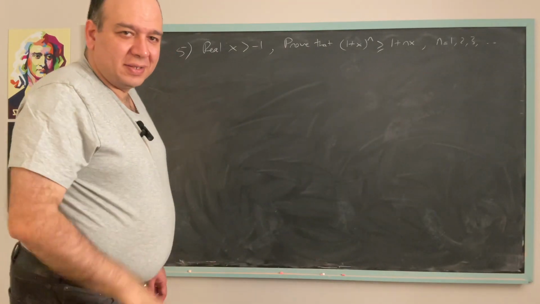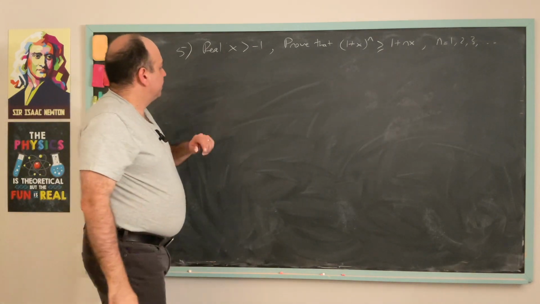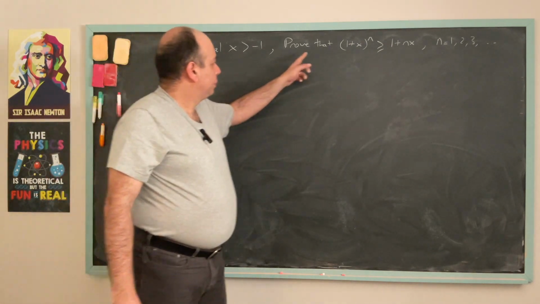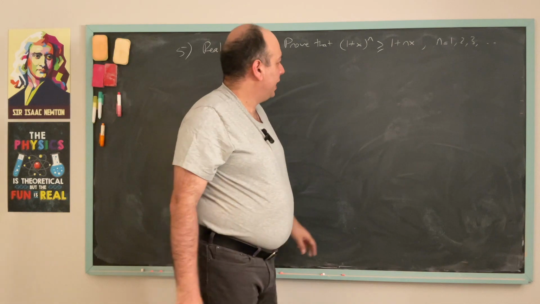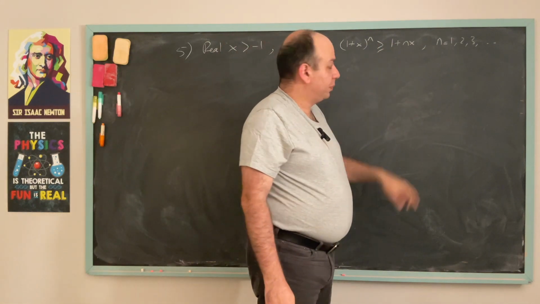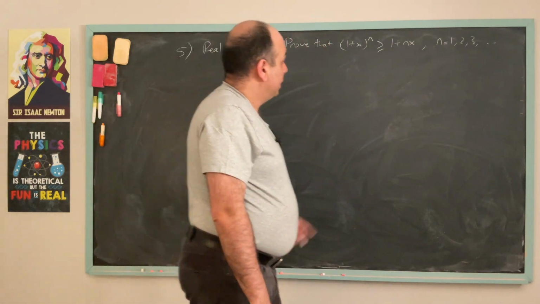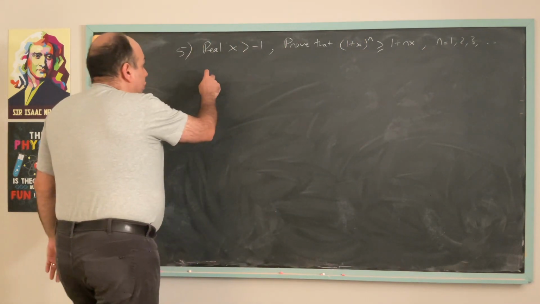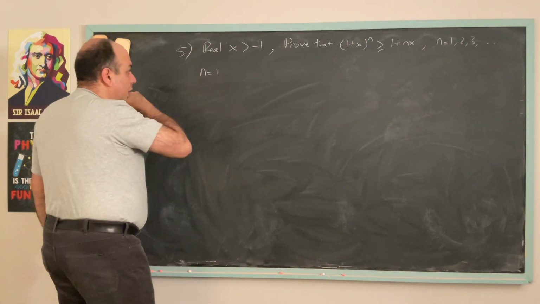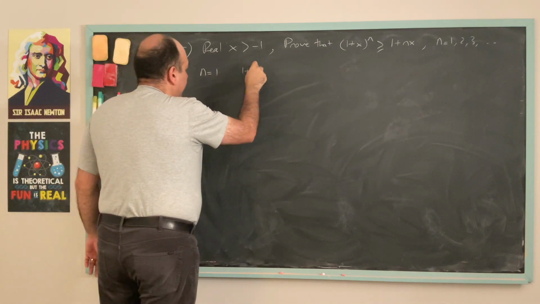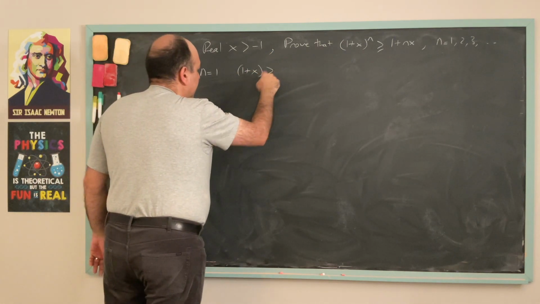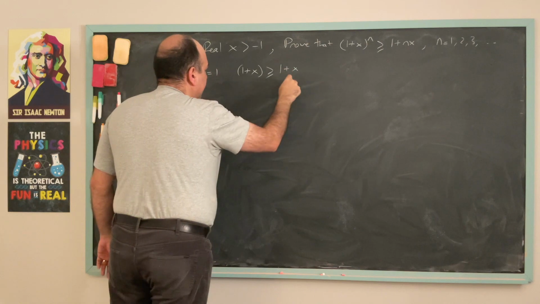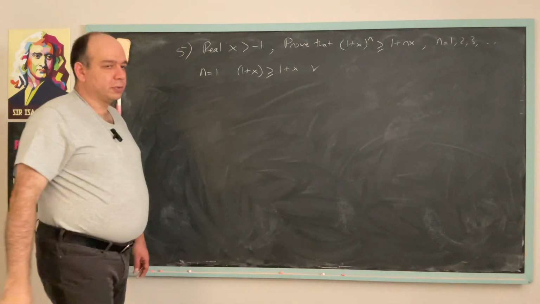Here comes the next question. For real x which is larger than minus 1, we will prove that (1 plus x) to the power n is larger than or equal to 1 plus nx. So here n is equal to 1, 2, 3, 4, 5, it goes on like that. So let's check the n is equal to 1 case. So it gives me (1 plus x) to the power 1. Is this larger than or equal to 1 plus x? Yes.